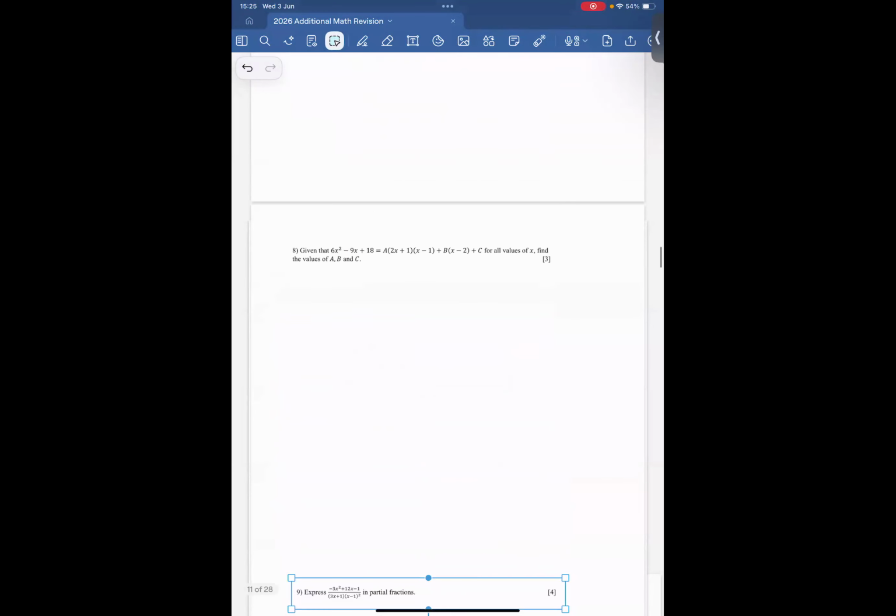For question 8, you just need to sub different x values to get rid of the unknown and find your other letters. Oh, actually for question 8, you need to better factor. You actually expand and compare is faster. Okay, question 8, expand and compare is actually faster than subbing values in. Try just expanding and comparing the coefficients.